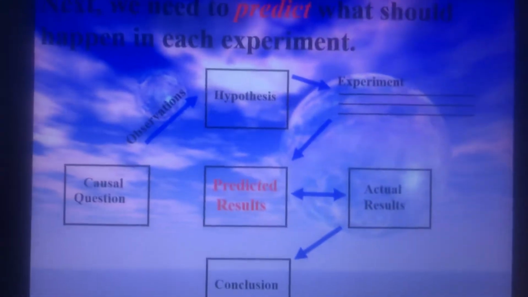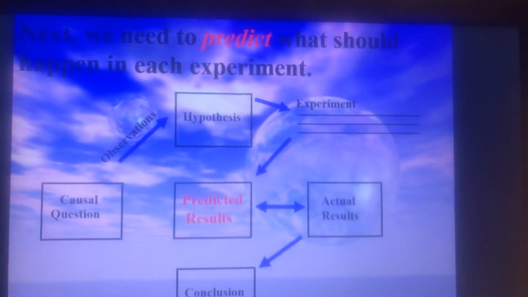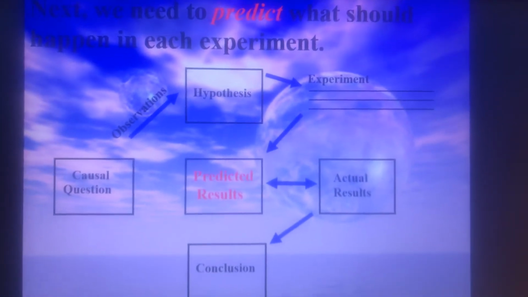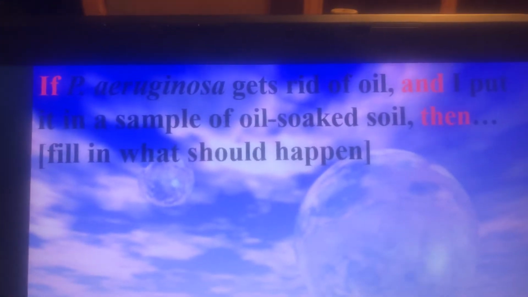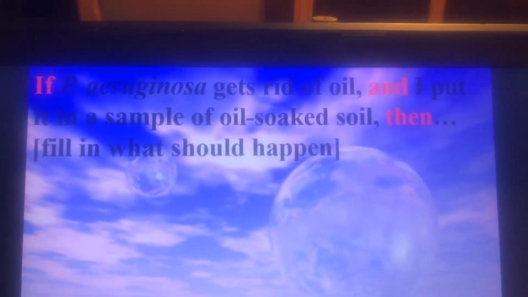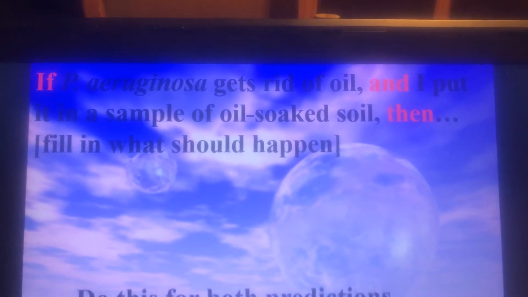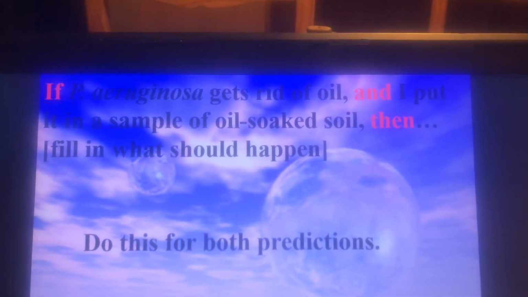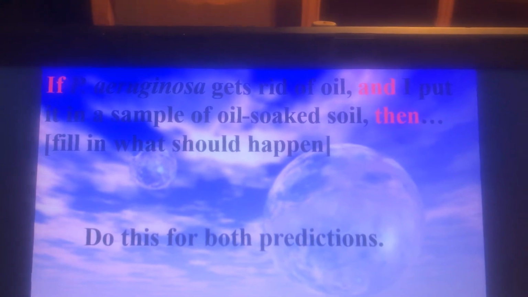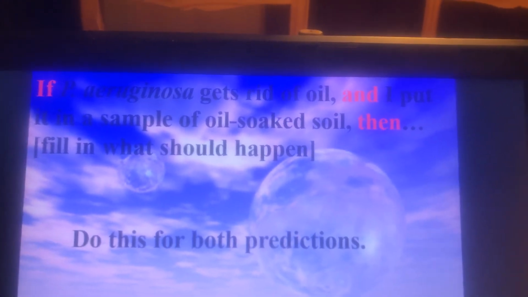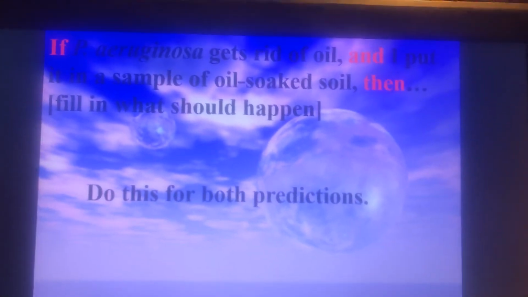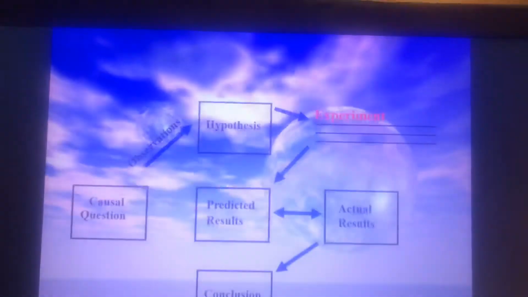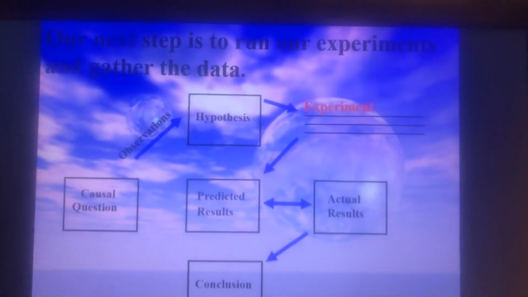Okay, so here we are. Next, we need to predict what should happen to each experiment. Then we write down our predictions: that the first bacteria gets rid of the oil, and that if you put it in a sample of oil-soaked soil, that's hard to say, by the way, then it would get rid of the oil. It would eat it. Our next step is to run our experiments and gather the data.